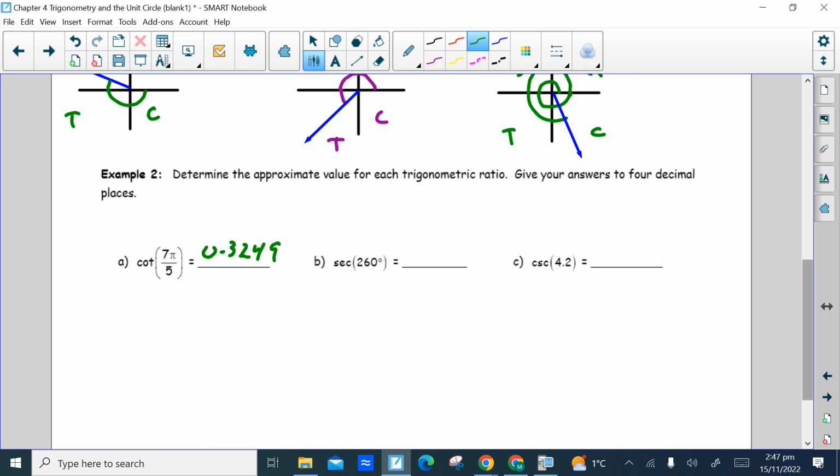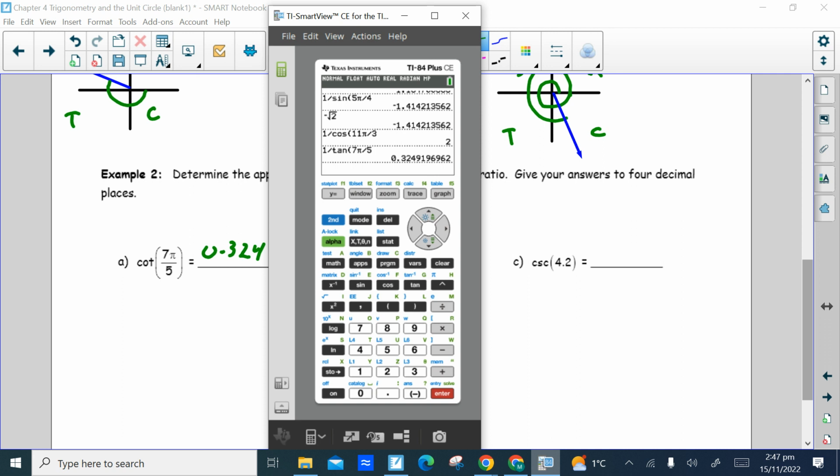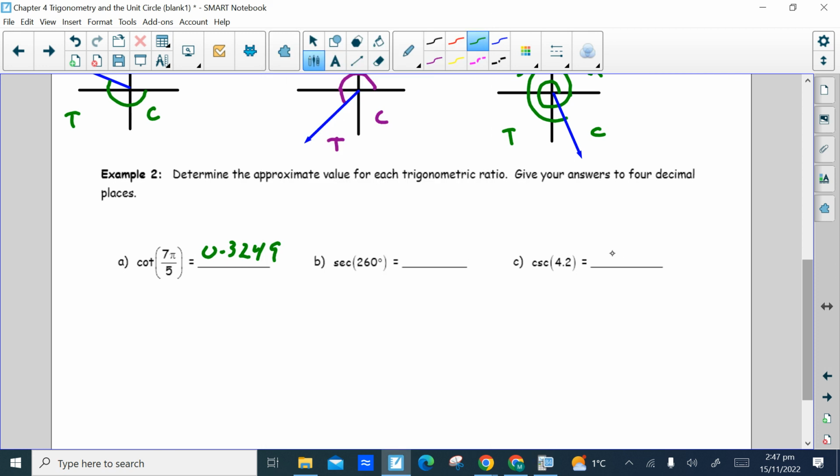Let's skip B because we have to change to degrees for that one and go to C. And because there's no degree symbol, that means it's radians. So it'll be 1 divided by the sine of 4.2 radians. Not all angles in radians are as a multiple of pi. Remember, whenever you're not given a unit, when there's no degree symbol there, it means radians. So negative 1.1473.